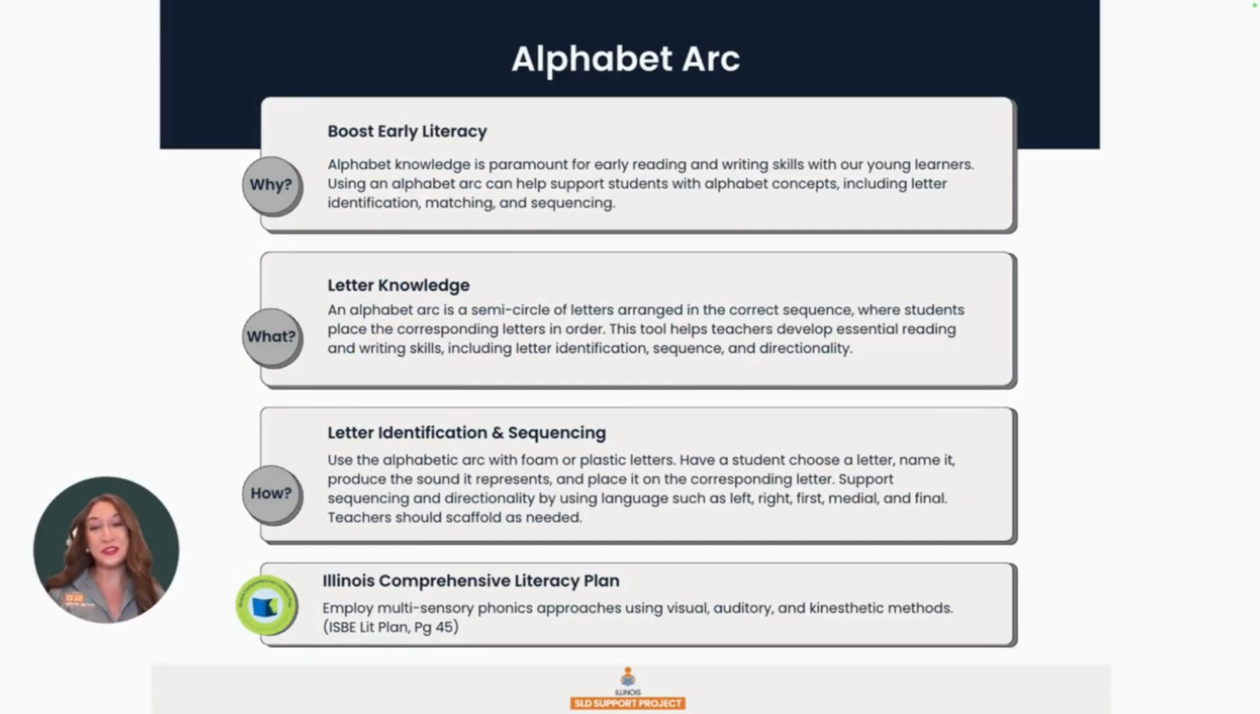This instructional strategy is called an alphabet arc. An alphabet arc is a semicircle of letters arranged in the correct sequence where students place the corresponding letters in order. Why is this important?